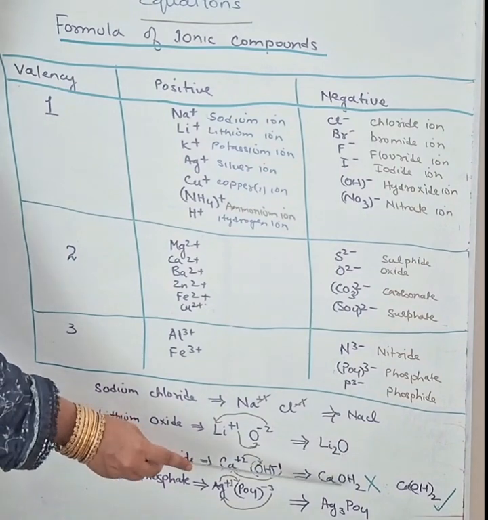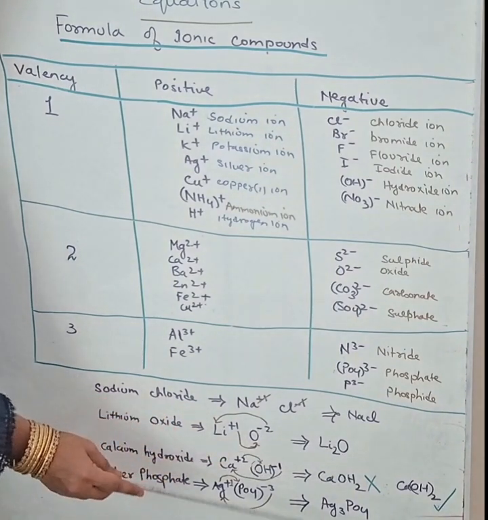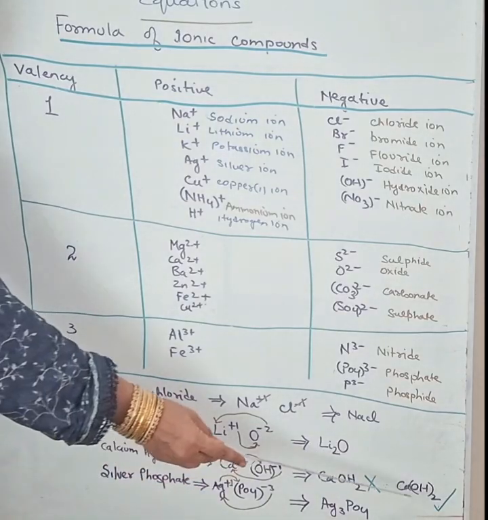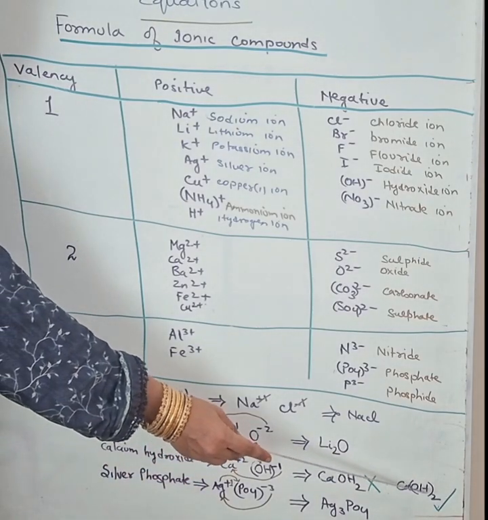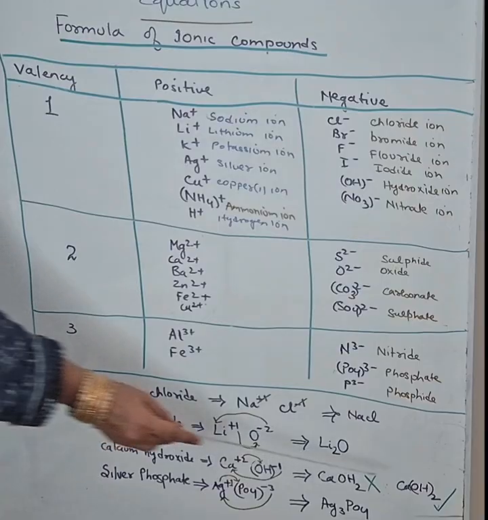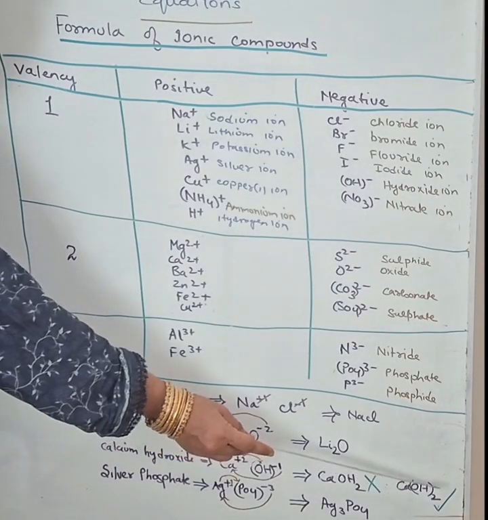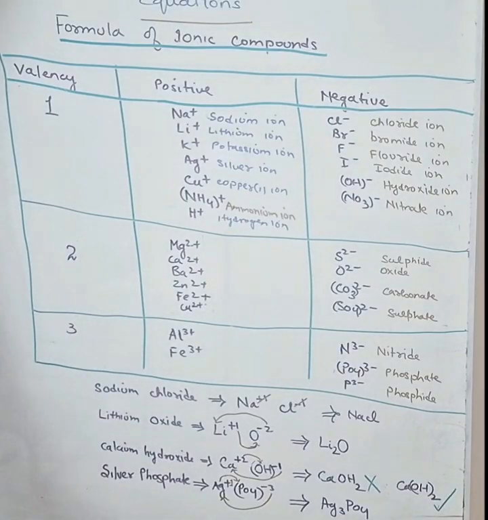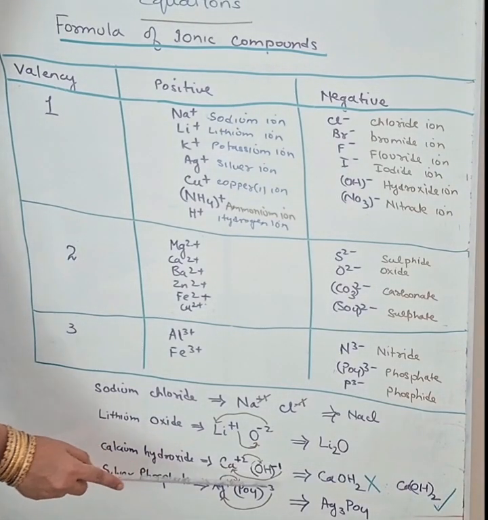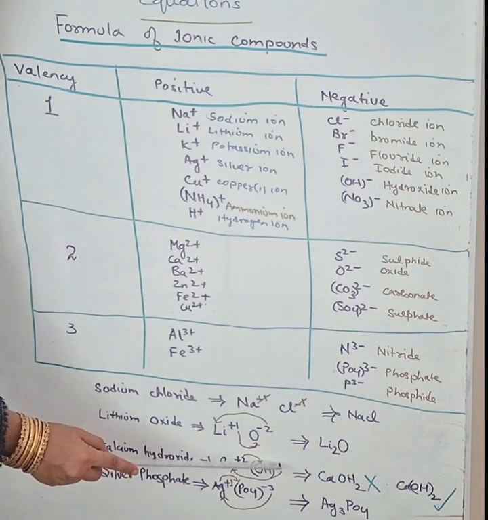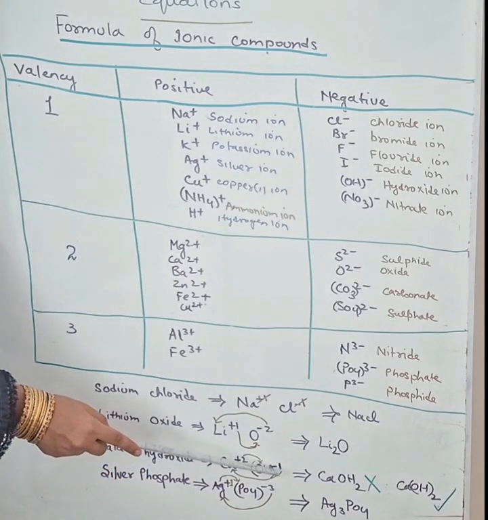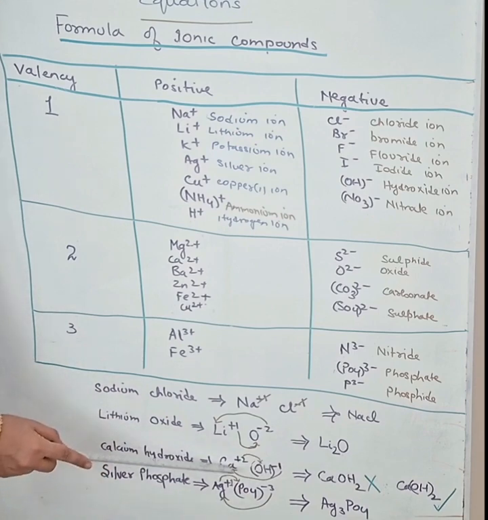So why is this wrong? Because according to the wrong formula, there is 1 calcium, 1 oxygen and 2 hydrogen. Whereas according to the correct formula, there is 1 calcium, 2 oxygen and 2 hydrogen, which is correct. So what I am trying to explain is that this charge is outside the whole bracket. The whole bracket is considered as 1 ion. So the 2 will be outside this bracket. That's why it is Ca(OH)2.